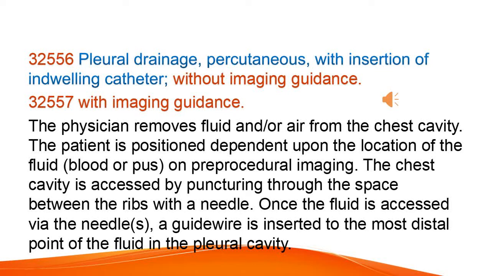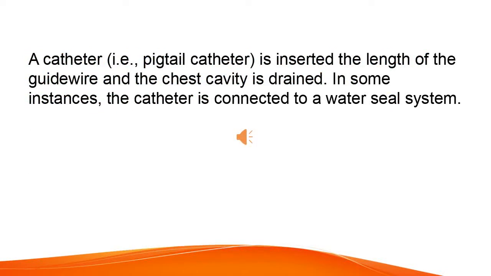Once the fluid is accessed via the needle, a guidewire is inserted to the most distal point of the fluid in the pleural cavity. A catheter, i.e., pigtail catheter, is inserted. The length of the guidewire and the chest cavity is drained. In some instances, the catheter is connected to a water seal system.